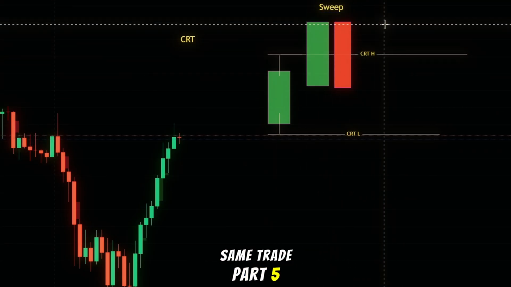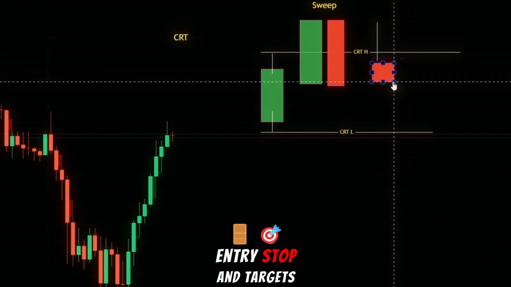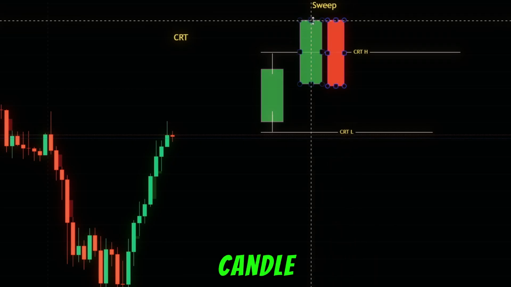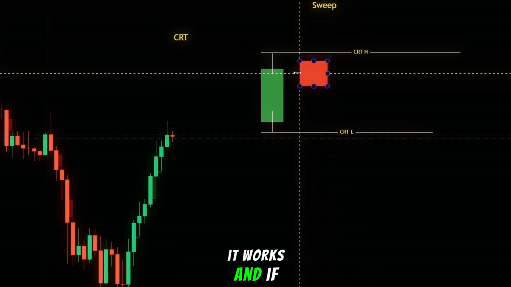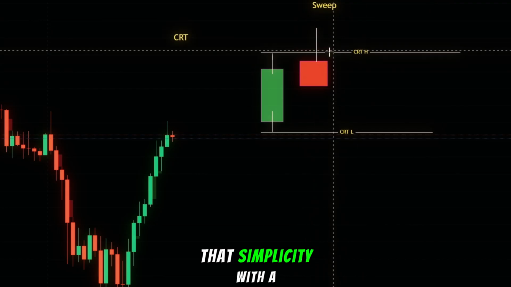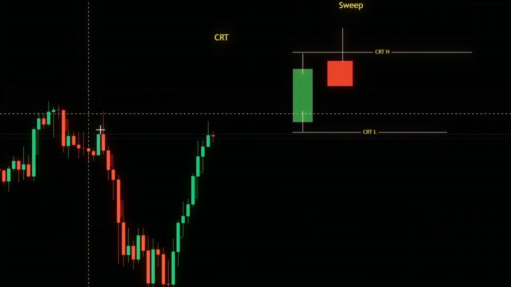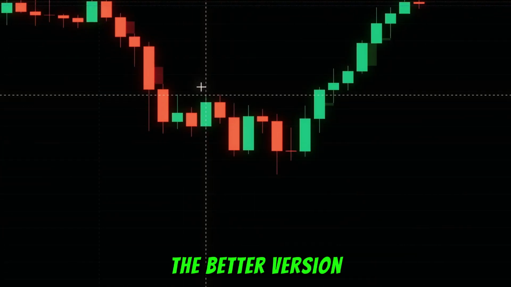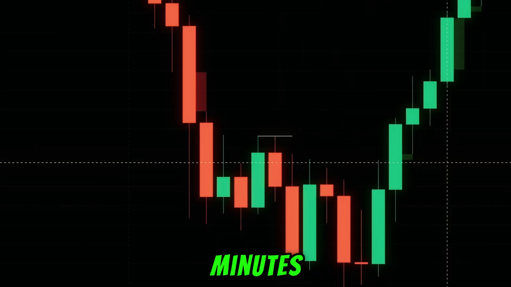Part 5. Entry, stop, and targets. You could just buy the close of the sweep candle. It works, and if you're busy, take it. But you're paying for that simplicity with a wide stop, because your invalidation is all the way down at the sweep low. The better version costs you 5 minutes.